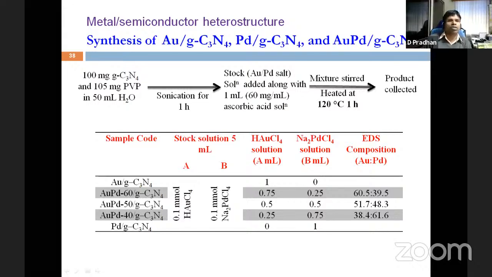Metal semiconductor heterojunction. In a metal semiconductor heterostructure, we have chosen a semiconductor, g-C3N4, which is a polymeric type of material.